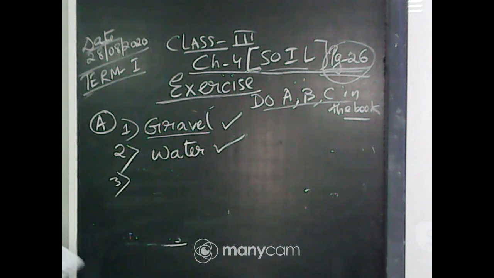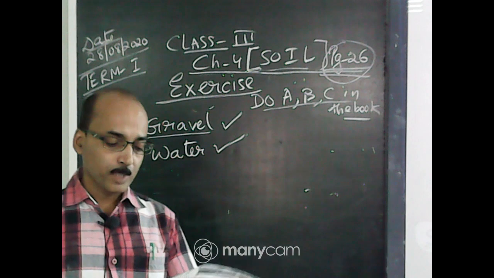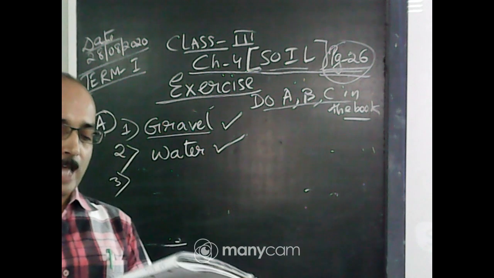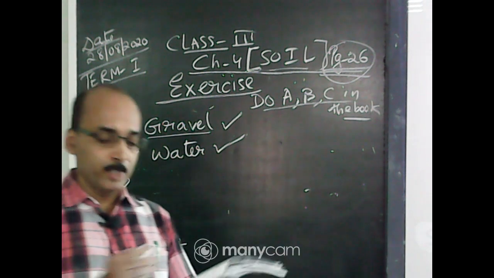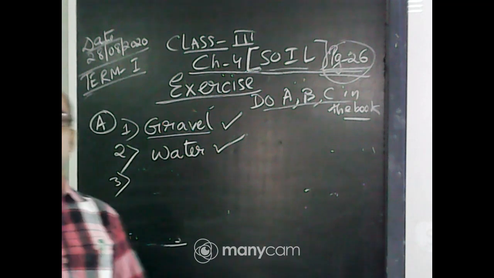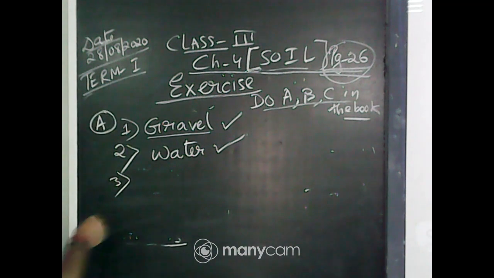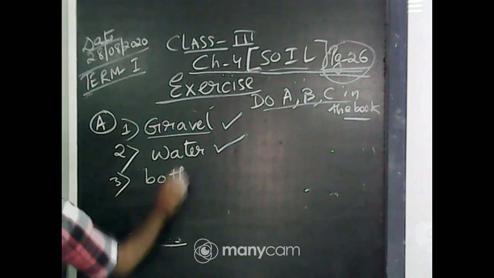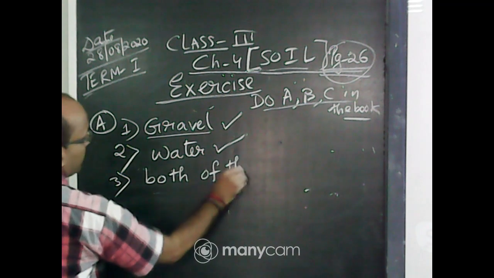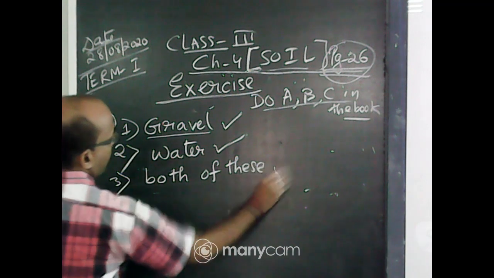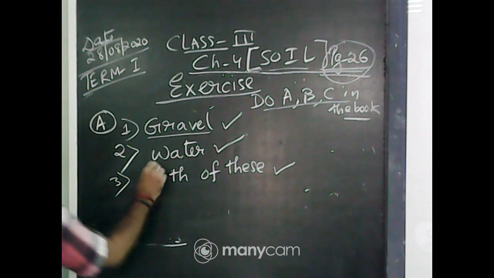Number 3, which of the following animals live in the soil? Is it rabbit, is it rat, is it both of these? So, both of these animals means both rat and rabbit live in the soil. So, you will write both of these. Okay, you will tick mark there.